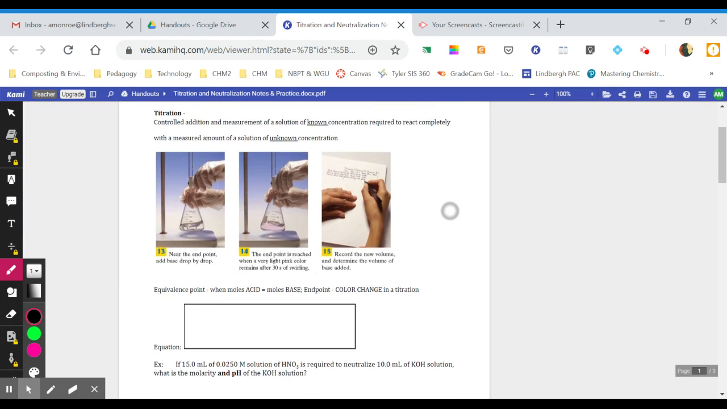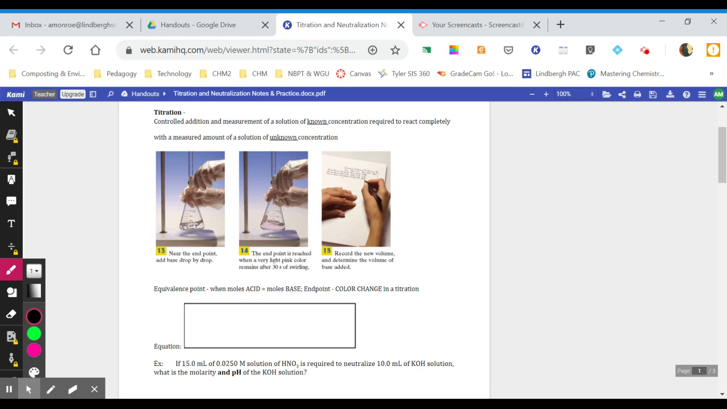Now, a titration is a controlled addition and measurement of a solution of known concentration required to react completely with a measured amount of solution of unknown concentration. And this chemists use a lot. Titration is a very, very important experimental method that we use.